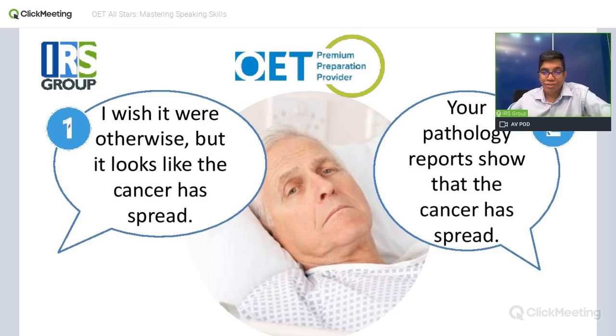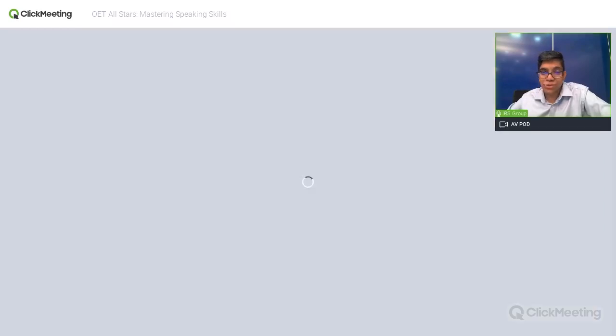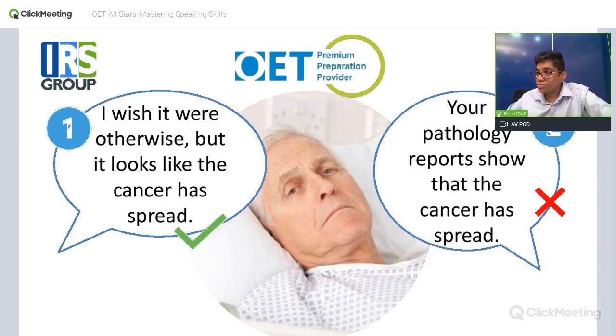This is interesting because you have a lot of options. You're coming up with both the options, but most of you go for, I think, it's equally balanced. Well, the better option is, "I wish it were otherwise, but it looks like the cancer has spread." So instead of being too direct, this is something which is better for us to do. You are pacifying the patient, and rather than being too blunt, it's a little bit polished way of telling.